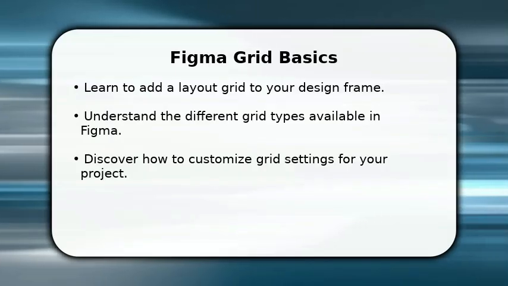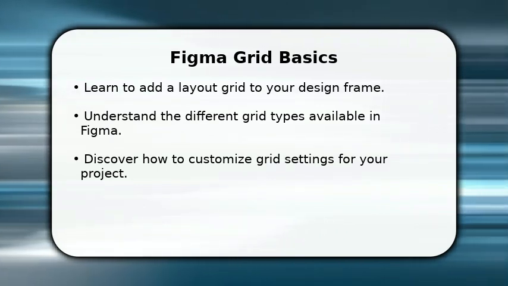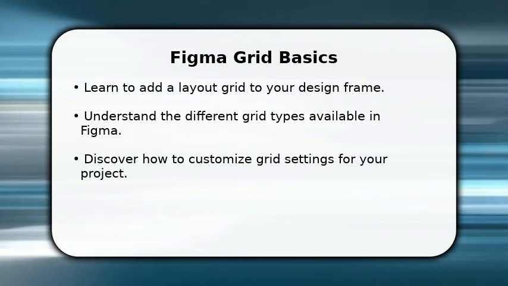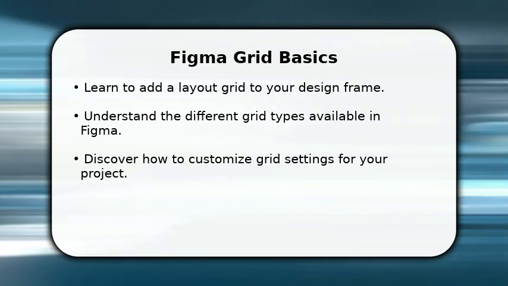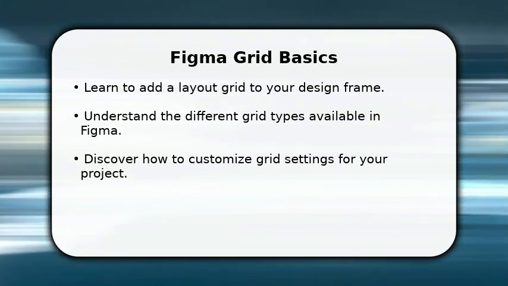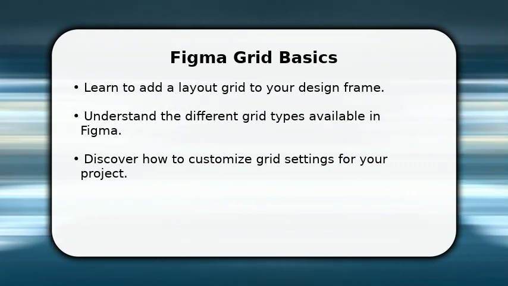In this video, I will explain how to use the new grid in Figma. First, select a frame on your canvas. In the right sidebar, find the Layout Grid section and click the plus icon to add a new grid. By default, Figma adds a 10-pixel grid, but we'll customize that in the next steps. This initial setup is crucial for establishing a structured design foundation.